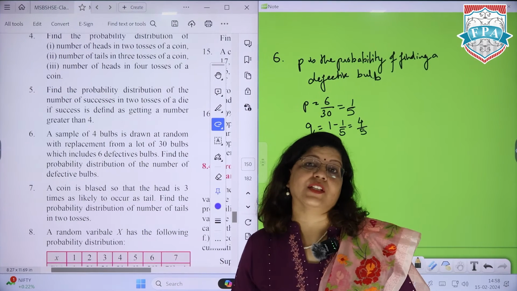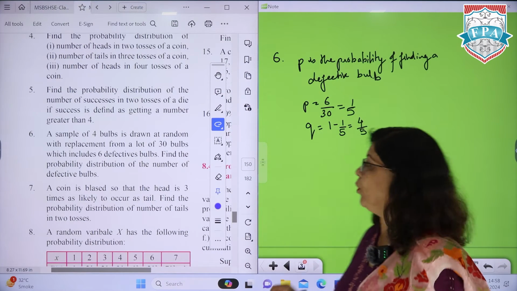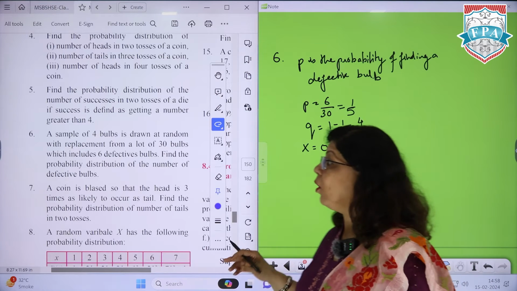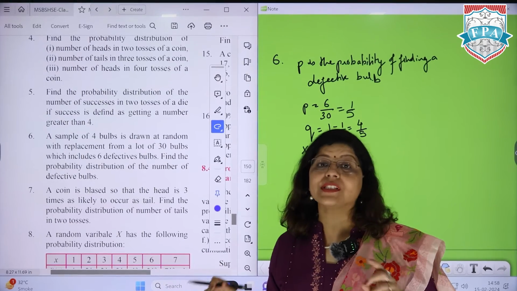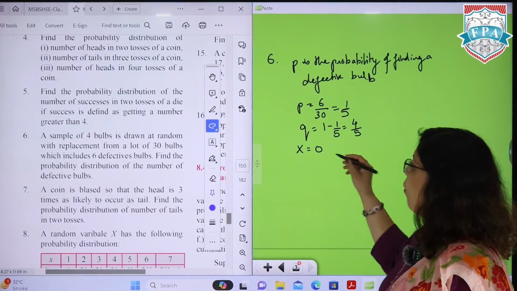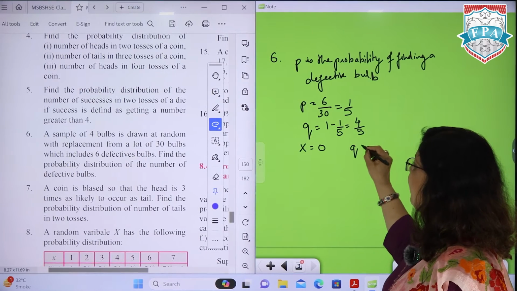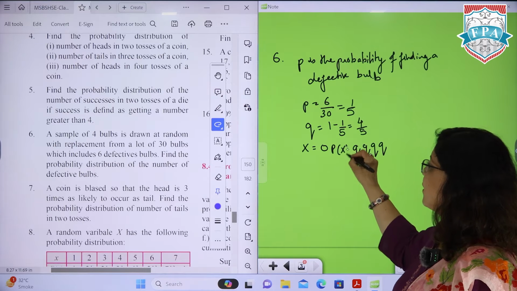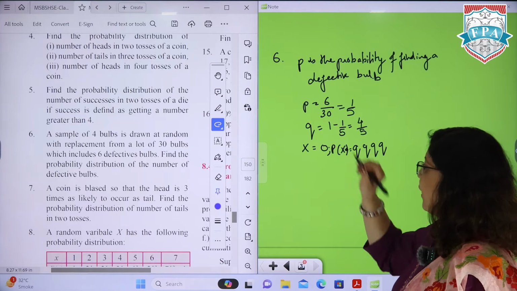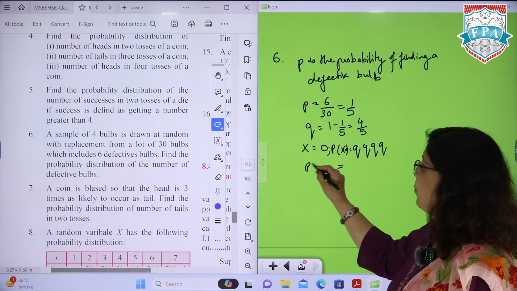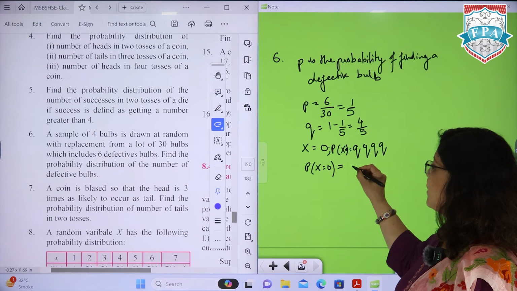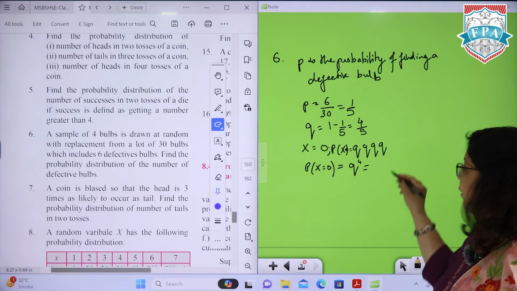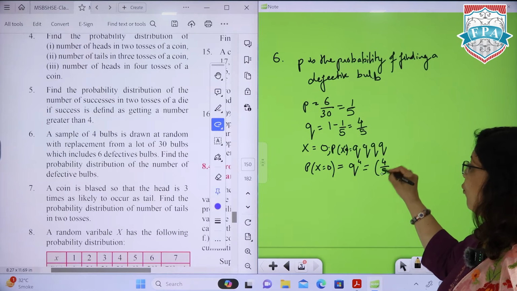So the first case is when the random variable x is equal to 0. So when x is equal to 0, it means all the bulbs are correct bulbs. There is not a single defective bulb. So all the 4 bulbs, the probability comes as q, q, q, q, which we take as probability of x is equal to 0. ये पहला केस है आपका. So ये value आपकी बन जाएगी x is equal to 0 as q to the power of 4. We have already calculated the value of q, so we'll put it. It is (4 by 5) to the power of 4.